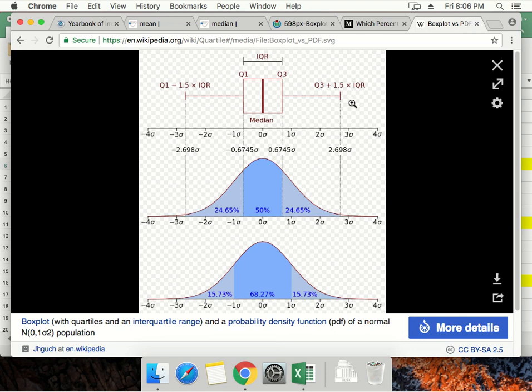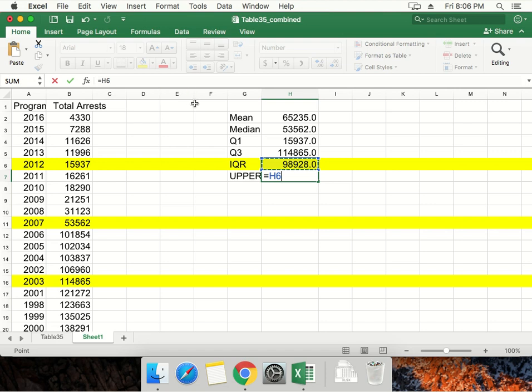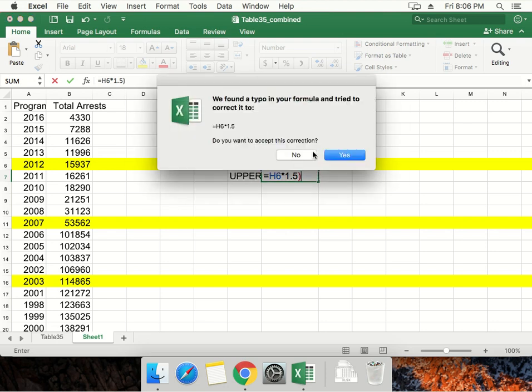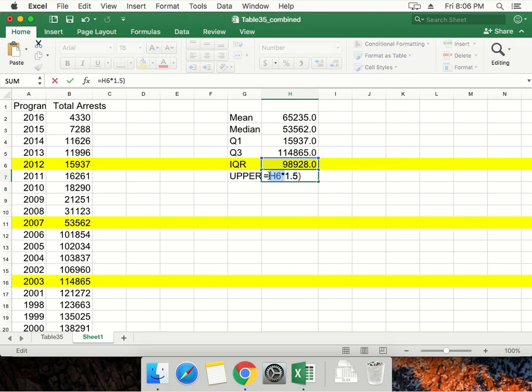Well, the upper bound is the value of Q3 plus 1.5 times that IQR. So the first thing I'm going to do is type in here upper bound. And what is that equal to? Well, we're going to take IQR, right? We're going to multiply it, that's the asterisk, times 1.5. Okay. Now I'm going to wrap this in parentheses, even though Microsoft Excel is going to give me a big kerfuffle about it. Okay.